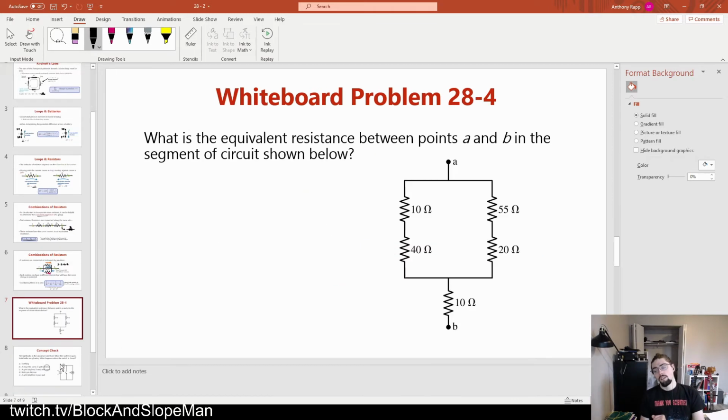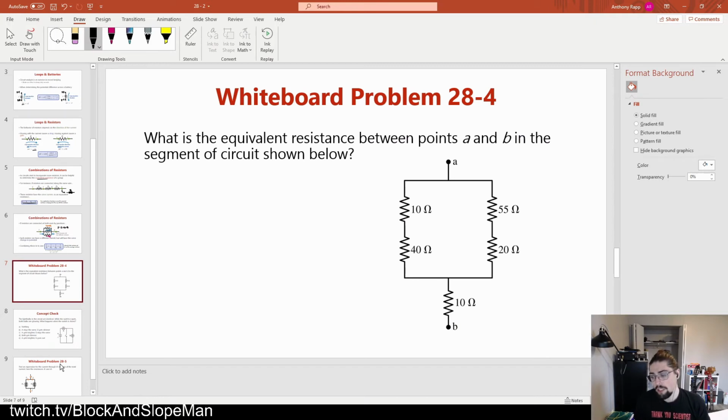So let's try this out. I have a diagram right here that's got 5 resistors in total, and what I'm interested in finding is the equivalent resistance.